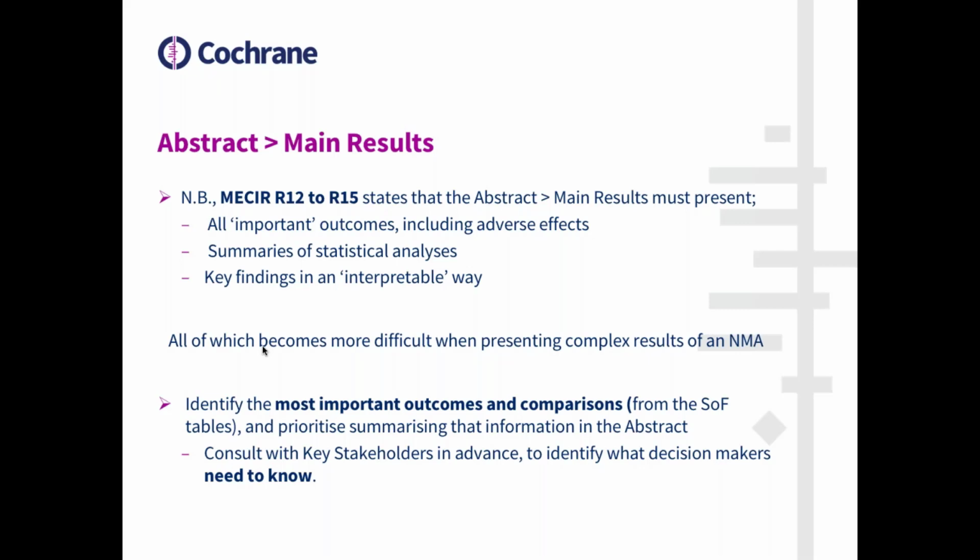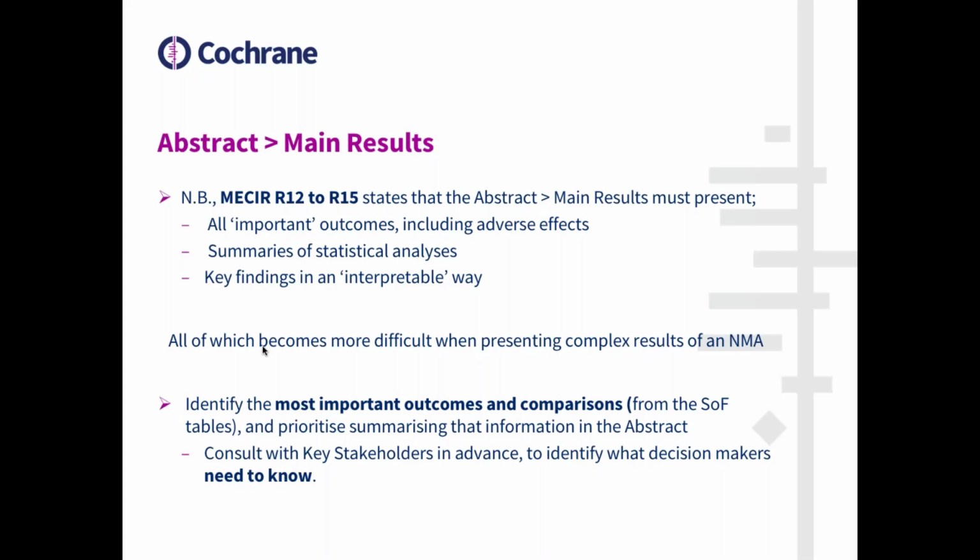So at the moment, the best advice that we can give is to really encourage authors to think very, very carefully about what is the most important information that key decision makers need to know about. So take the summary of findings table, and if it's possible, try and summarize the evidence, including statistical analyses, making sure that it's presented in an interpretable way.